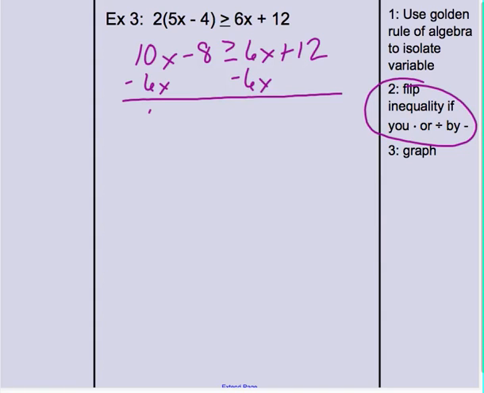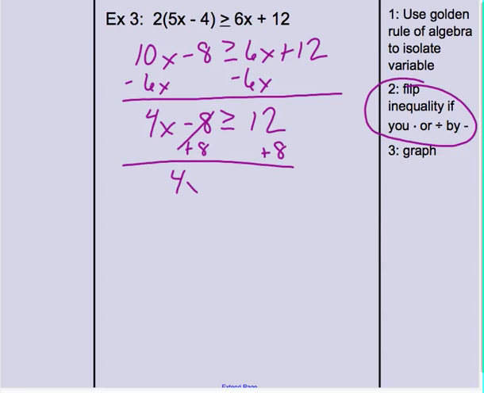10x minus 6x is 4x. If you always move the smaller coefficient, then you will always end up with a positive coefficient for your variable, and you won't have to worry about flipping that inequality. Adding 8 to both sides, we get 4x is greater than or equal to 20, and dividing both sides by 4, we get x is greater than or equal to 5.